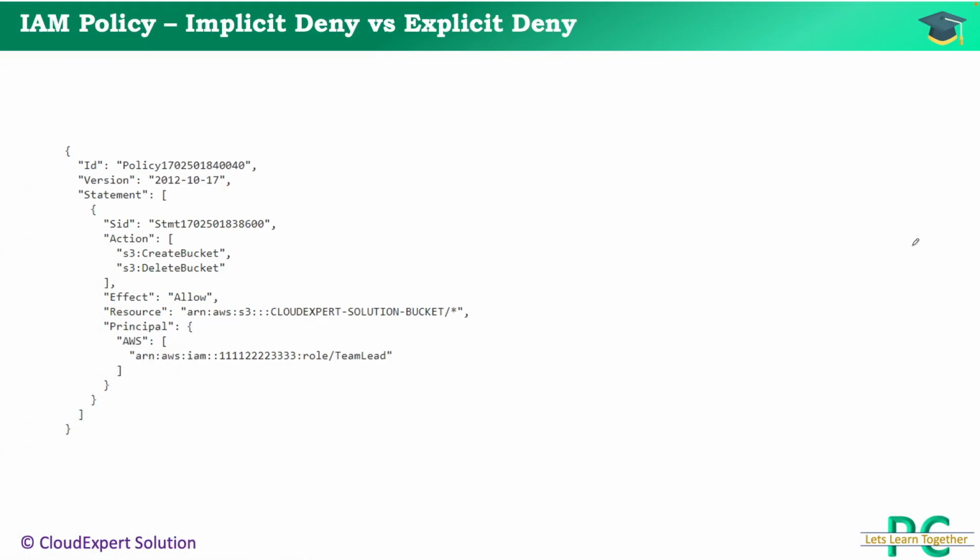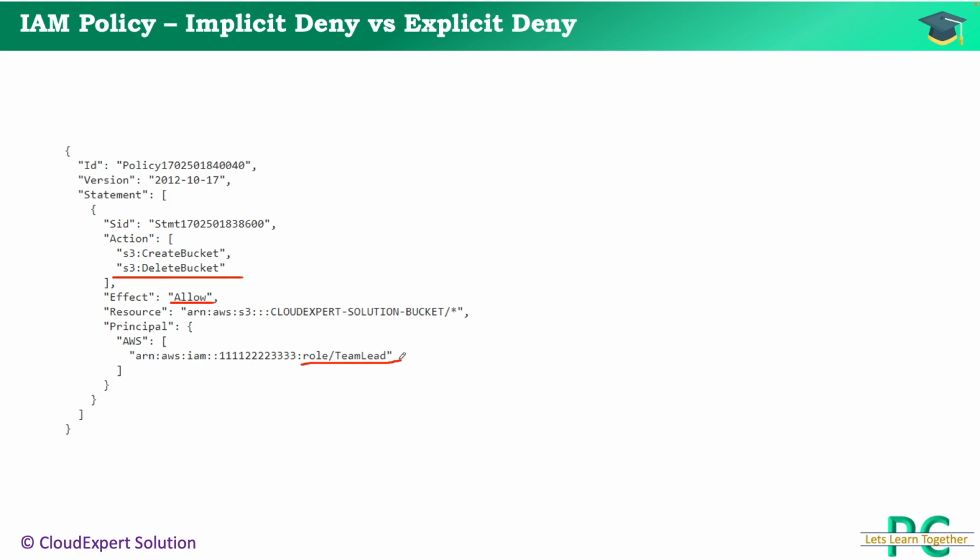Now let's dive deep into the IAM policy and try to understand two very important concepts: implicit deny versus explicit deny. This is the previous policy example where we have an action, and we are specifying that create bucket and delete bucket, these two actions, we are allowing to the role team lead.